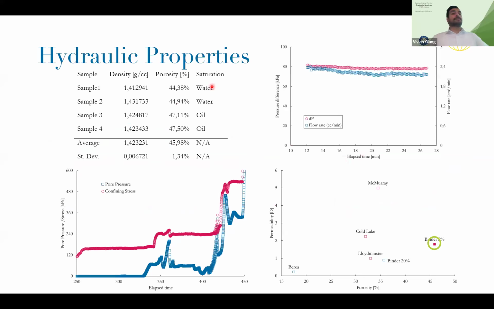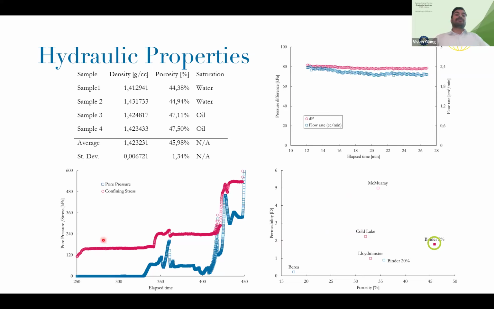Here you have hydraulic properties, good porosity to water and to oil, quite similar. So you have an average of 45% of porosity, which is quite high regarding the natural reservoirs, but in terms of permeability, it hits just 1.7 darcies, which is the range for those natural Lloydminster and Cold Lake reservoirs. Here you have the description of that porosity.